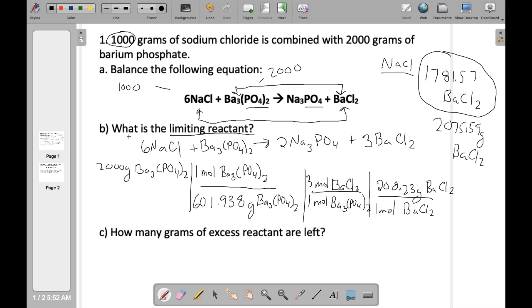How many grams of excess reactant are left? So the answer to this first question, what is the limiting reactant? It's sodium chloride. The amount of sodium will limit how much of my products I can make. So how do I find the excess reactant? I take this number right here, 1,000 grams of sodium chloride. Yet again, I got to convert it to moles.